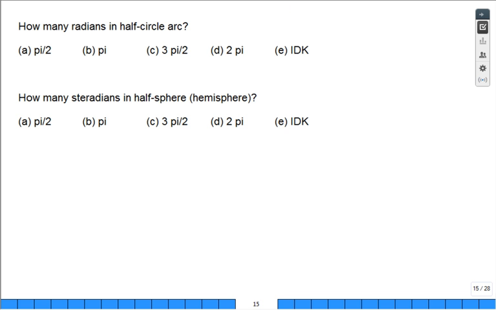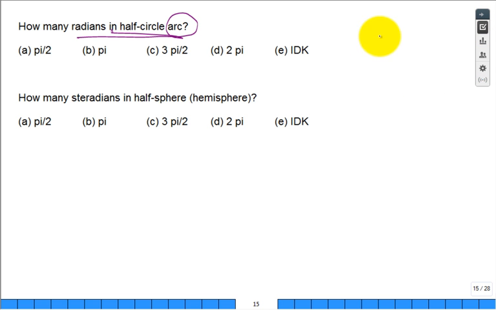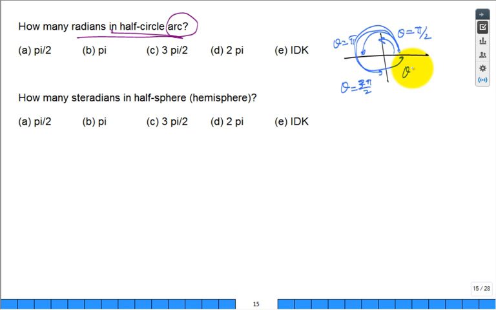Hey, we got clicker questions. First clicker question. How many radians are in a half circle arc? So remember this little illustration for a long time. We go out like this, that angle theta is pi over 2. We go like that, that angle theta is equal to pi. We go like this, that angle theta is equal to 3 pi over 2. And then if you go all the way around, that angle theta is 2 pi. Did I do that okay? Does that make sense? So you ready to grade it?